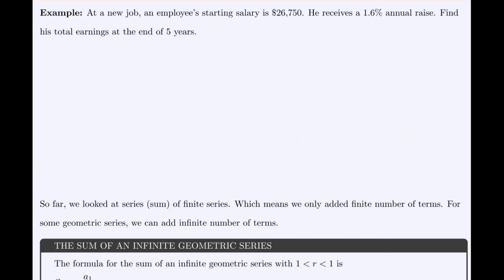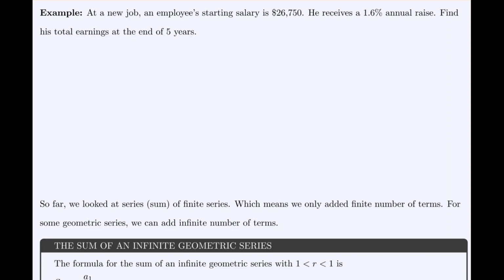Now our next example has, at a new job, an employee's starting salary is $26,750. Let's suppose he receives an annual raise of 1.6%. We're asked to find his total earnings at the end of 5 years. So notice this is not the salary at the end of 5 years, but the total earning of 5 years' work. Now, whenever we're asked to find these total earnings, what we could do is just write it out: the salary at year 1 plus the salary at year 2 plus the salary at year 3 plus the salary at year 4 plus the salary at year 5. That would work completely fine.